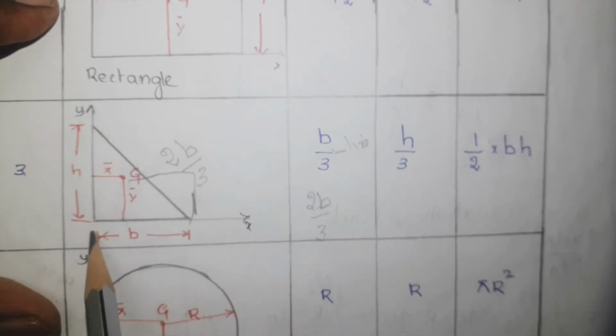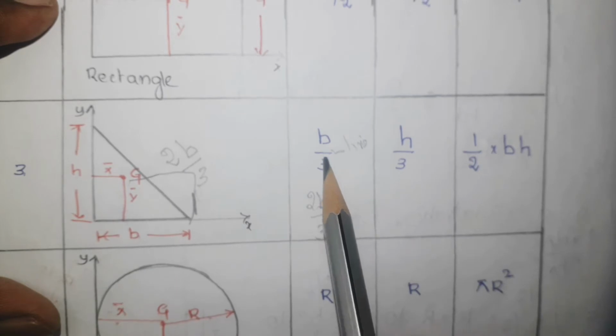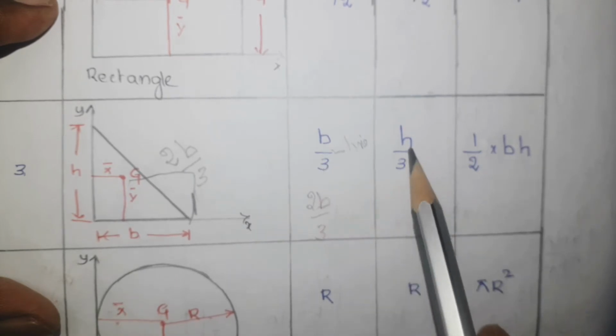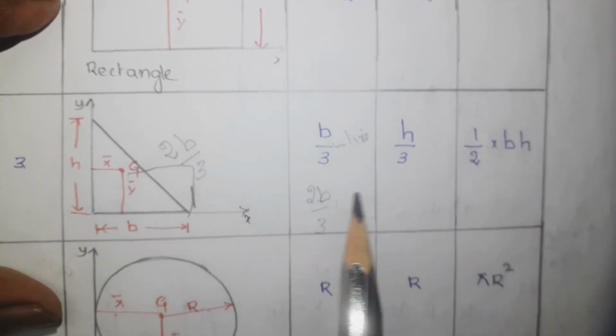Then triangle. So this is triangle. So this is y-axis, this is x-axis, with base b and height h. Now here x bar is b by 3, and y bar is h by 3, and the area is half of b h.